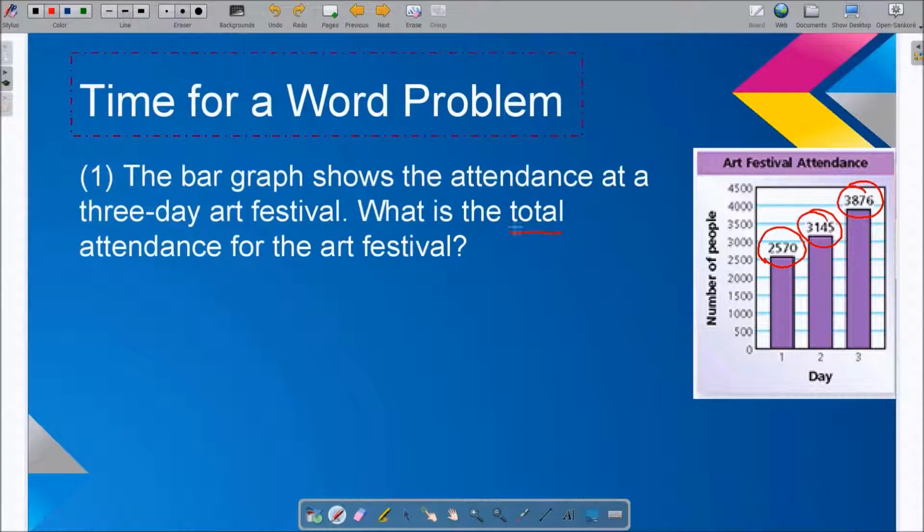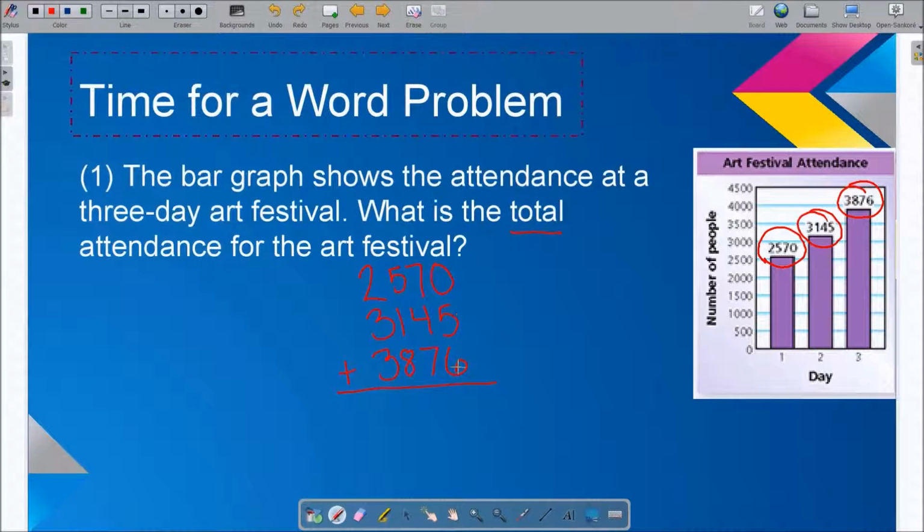Total. Total tells me I am either adding or multiplying. I do not have equal groups here, so I need to use addition. And this time I'm going to be adding 3 numbers. So when I set up my problem, I still need to make sure that everything is lined up correctly and all my back numbers line up in position. Then I go ahead and start the adding process.